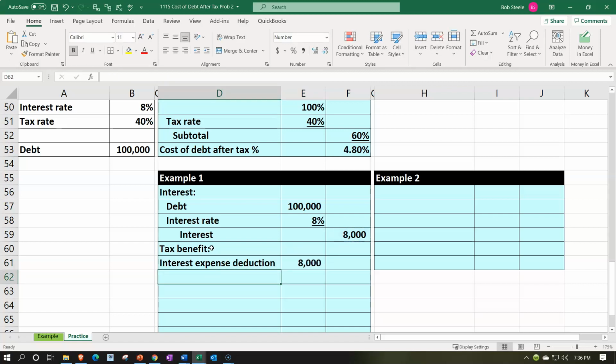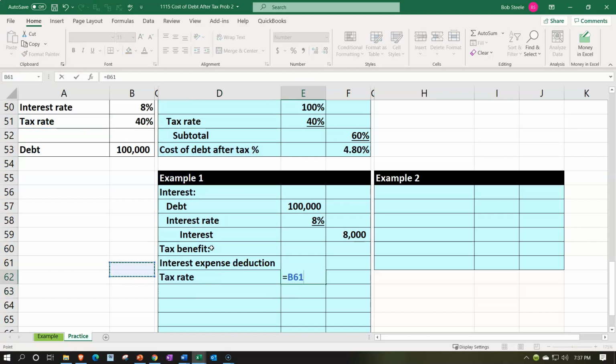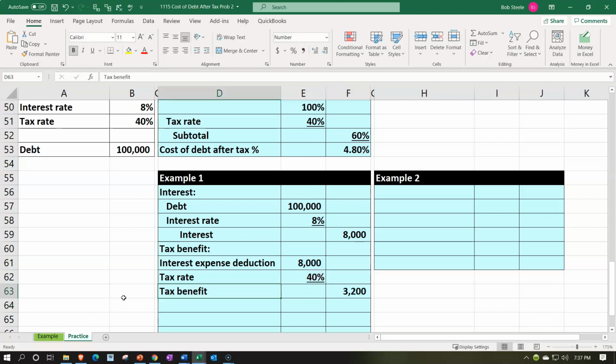So bad things are good, good things are bad, taxes. And we're going to say tax is the 40%. And so now we're going to say numbers, underline, font group, percent, and then underline. And then we're going to say this is going to be the tax benefit. And that'll be equal to the 8,000 times the 40%. So 3,200 on the tax benefit.